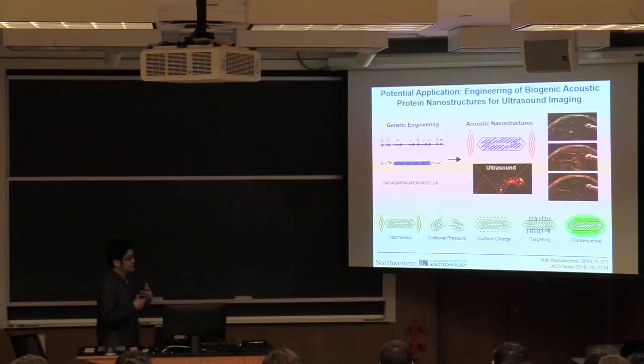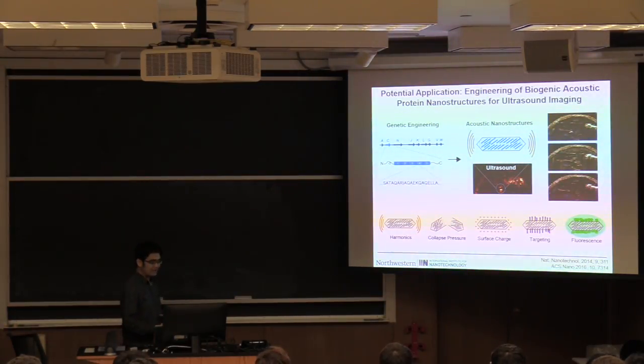So this group tried to engineer both the inner side and the surface of this protein, to use it as our ultrasound imaging contrast agent, and make the contrast better through collapse or harmonic oscillations. They can also functionalize it with different surface charges, targeting groups and fluorescence to allow better uptake or dual imaging for both ultrasound and fluorescent imaging of the systems.